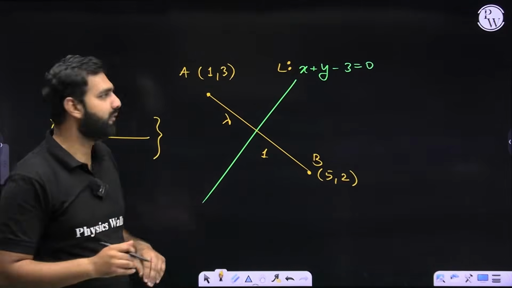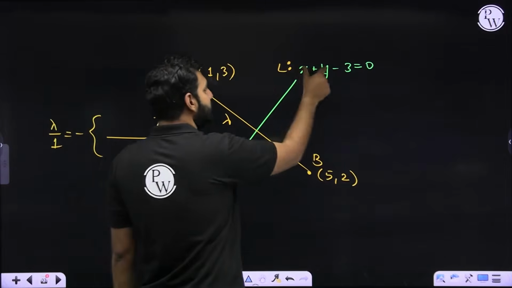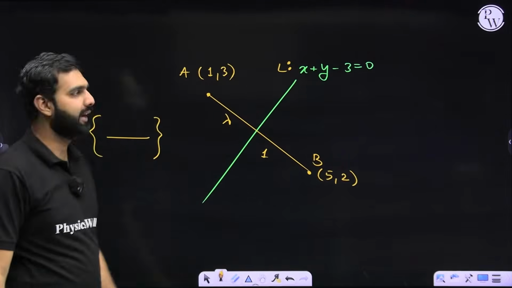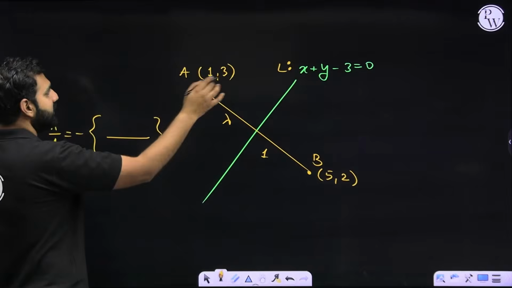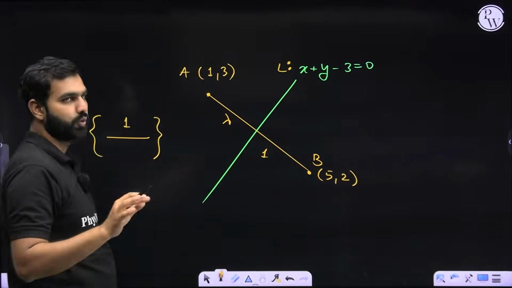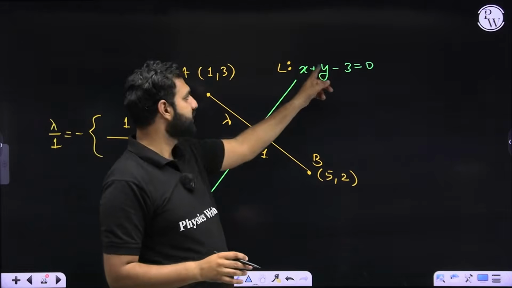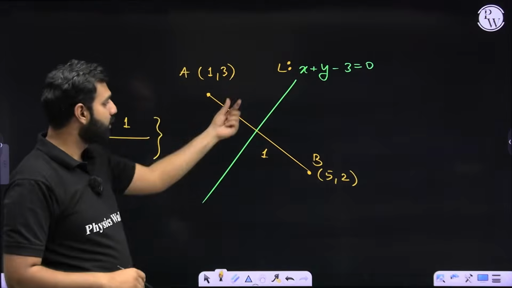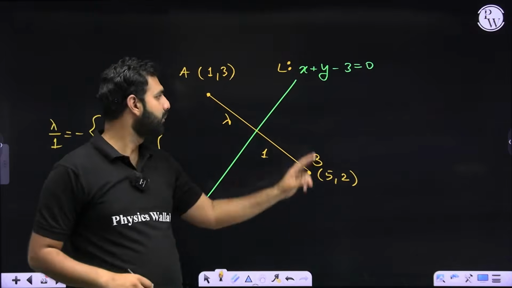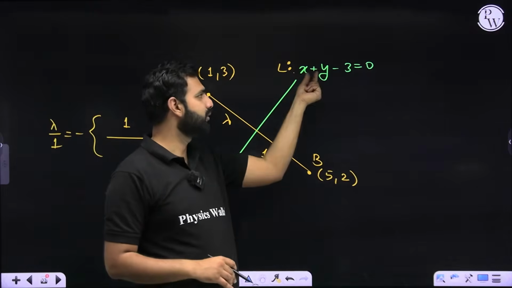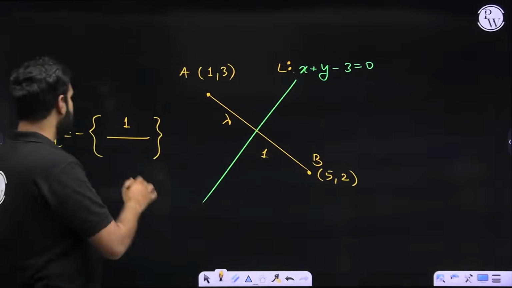What do I mean by power? Put (1, 3) in place of x, y in this line. So 1 plus 3 minus 3 is going to be 1. I hope there is no doubt on that. Now, power of (5, 2) with respect to this line will be 5 plus 2 minus 3. 5 plus 2 is 7, 7 minus 3 is 4. So this is going to be 4.